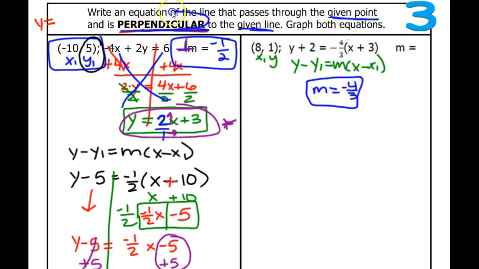Well, we want one that's perpendicular to that. So our perpendicular slope, instead of negative, will be positive. Instead of 4 over 3, it will be 3 over 4. So we're going to use that slope and this point to write a new equation that's perpendicular to it.